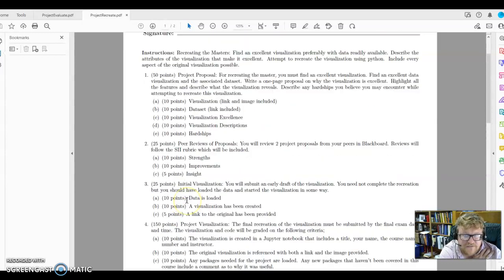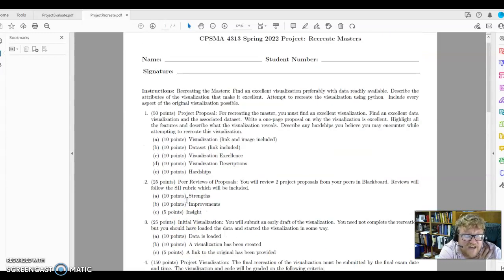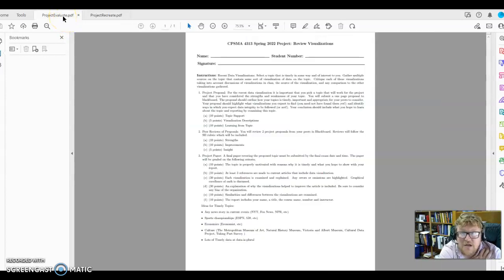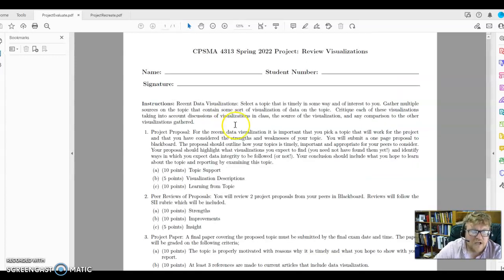There were some ideas here. Basically, find a really good visualization and recreate it. Okay, so that's recreating the masters. The other project I found to be a little simpler, but it is a writing project.